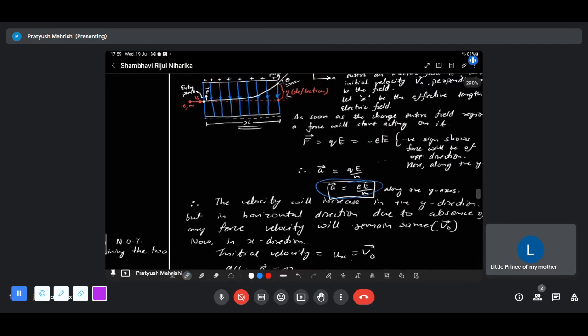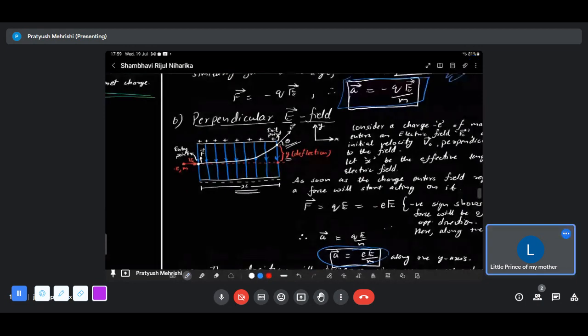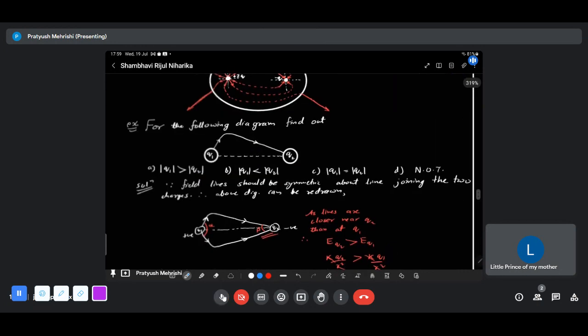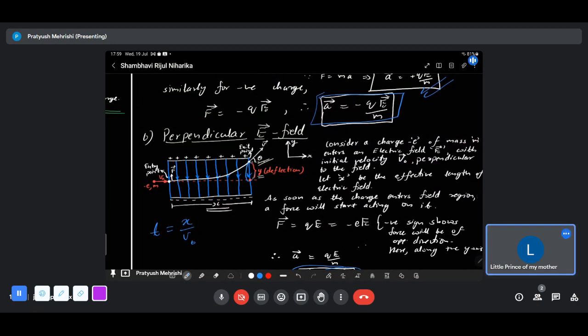Fine. So we imagine that the initial velocity is v naught, and how much time it is taking to cover this whole distance. If it is in time t, then this time will be distance upon velocity. Okay. In this much time, it will be covering this y displacement.